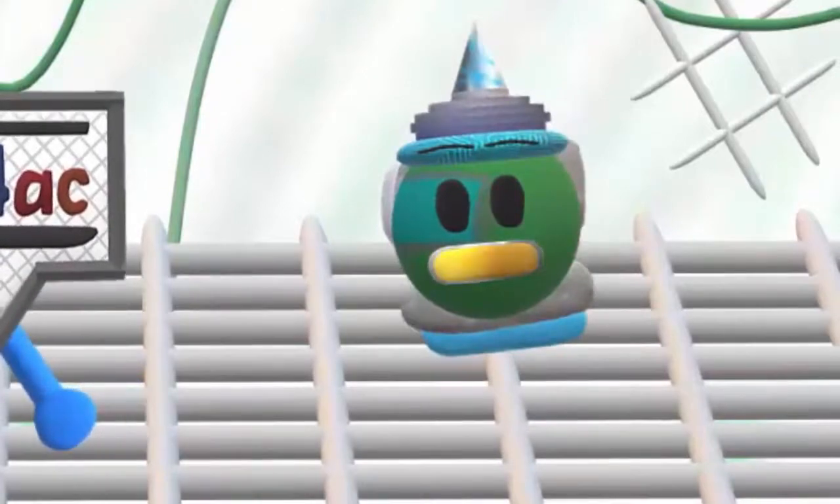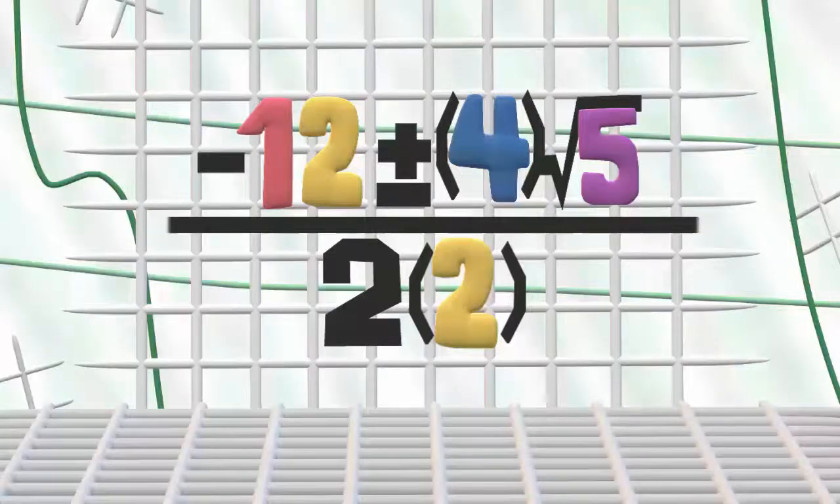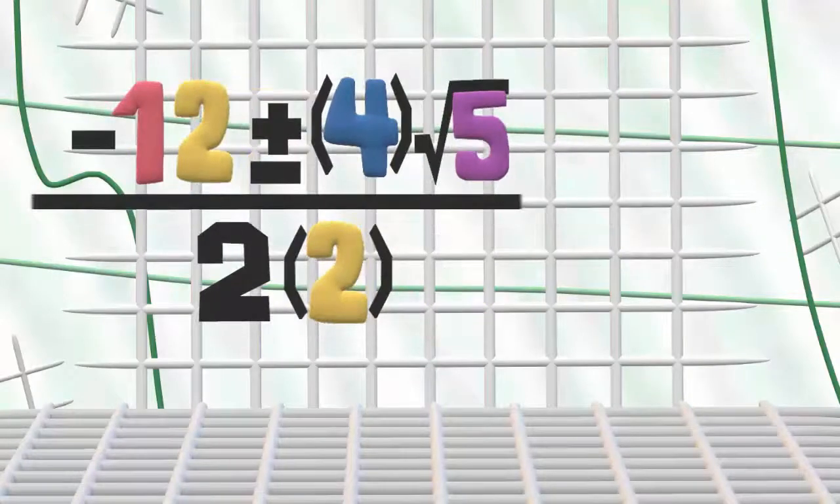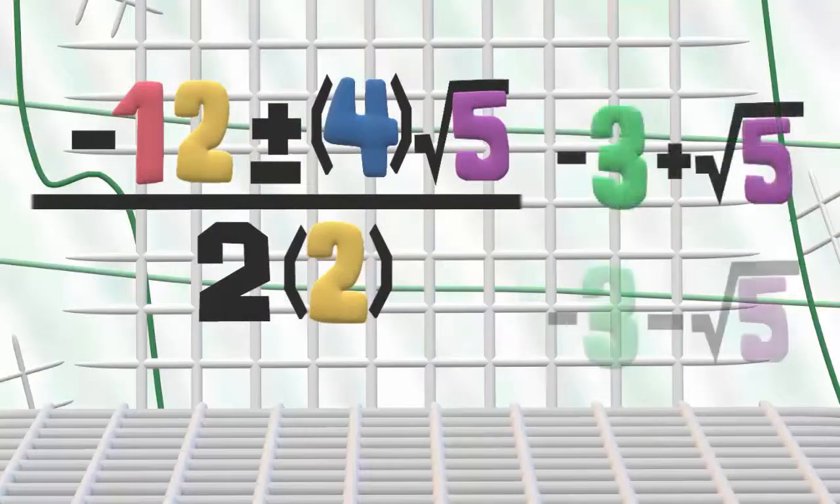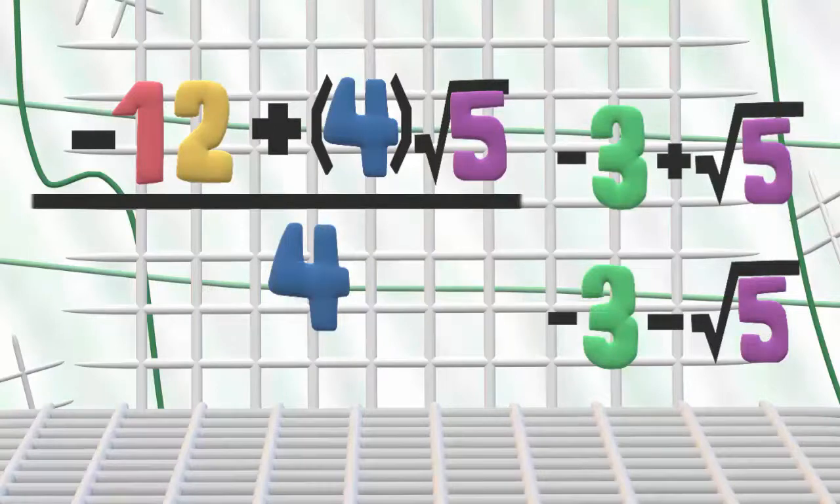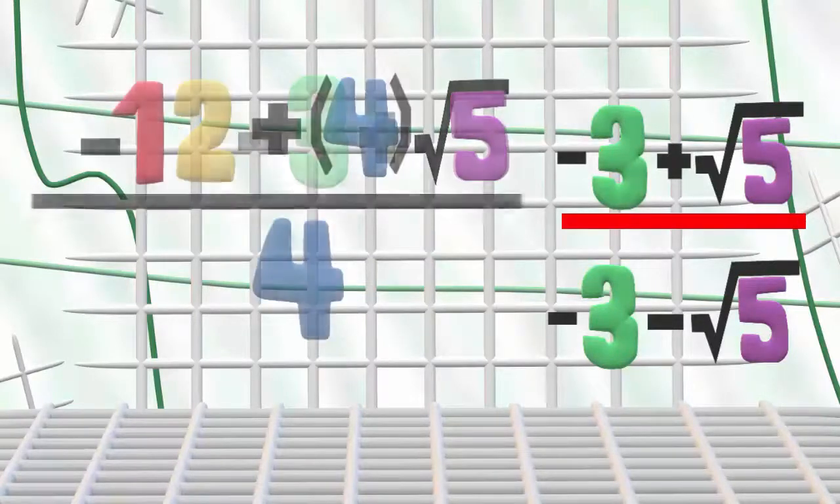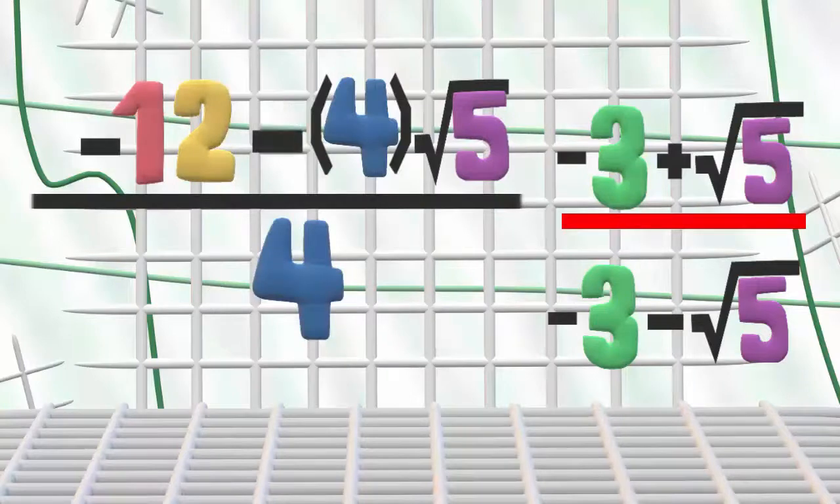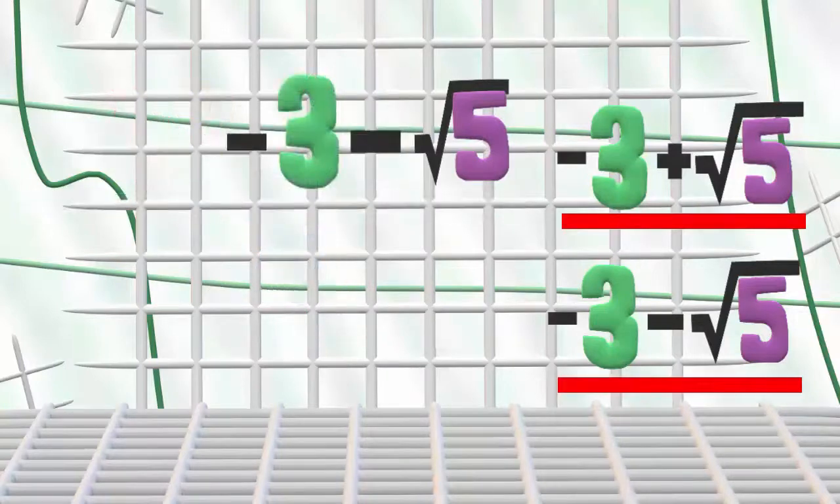So I have more complex problems over here. But first, let's finish solving the problem I gave earlier. Okay, I think I figured it out. The problem has two solutions. The answers are -3 plus the square root of 5 and -3 minus the square root of 5. 2 times 2 is 4, and -12 plus 4 times the square root of 5 over 4 is -3 plus the square root of 5, while -12 minus 4 the square root of 5 over 4 is -3 minus the square root of 5. Is that right?